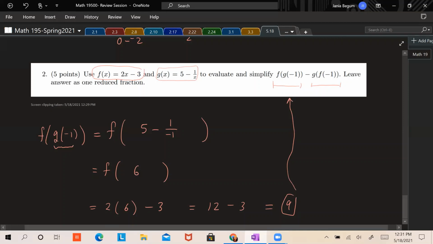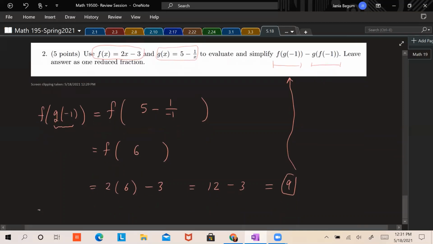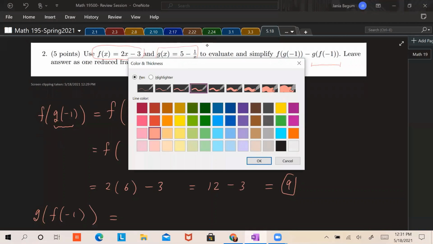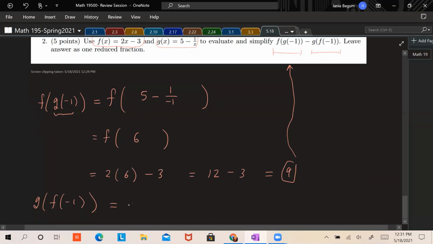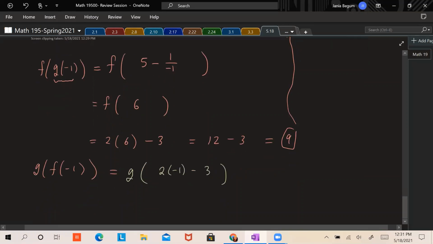And then for the second piece, we want to find g of f of -1. So we do the same thing. We do the inner function first, and then whatever result we get, we plug it into the outer function. So now we're working with f first. g is going to be waiting outside, and f is going to do 2x minus 3. So we have 2x minus 3, x is -1.